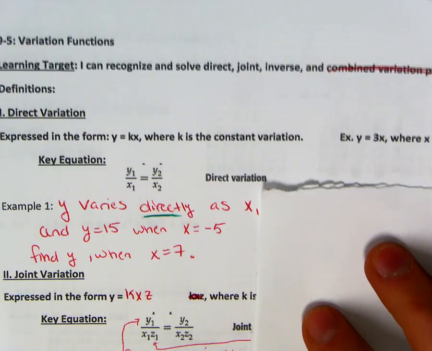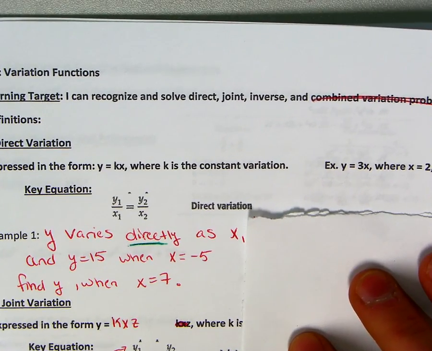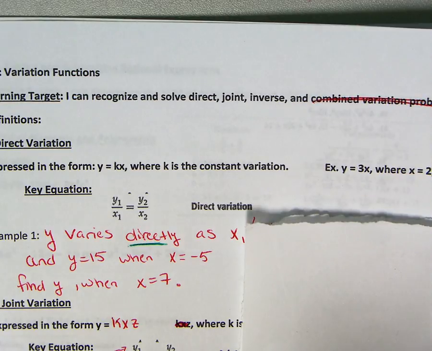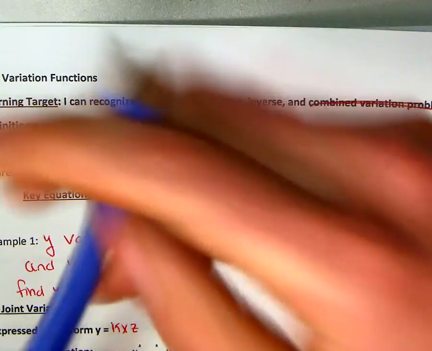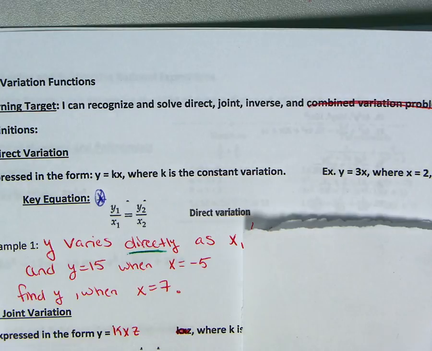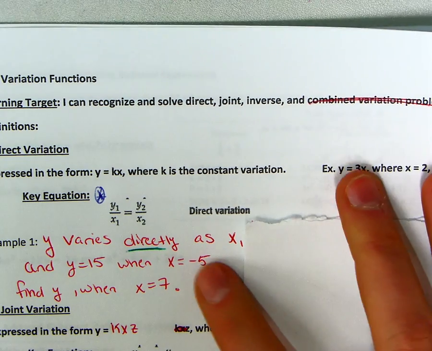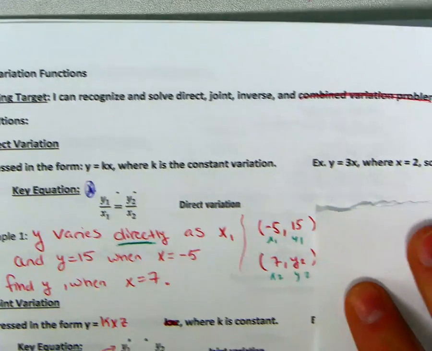Anyways, so our first example, y varies directly as x and y equals 15 when x equals 5. Find y when x equals 7. We're going to use this key equation here, and this is the direct variation proportion equation: y1 over x1 equals y2 over x2. So the first thing we need to do is figure out what is our x1, y1, x2, and y2. To do that, I'm going to show you the ordered pair way.